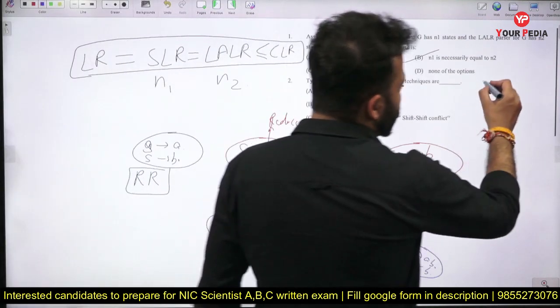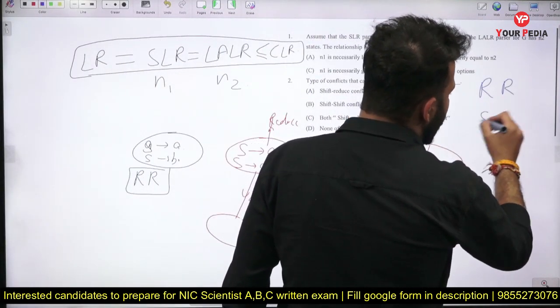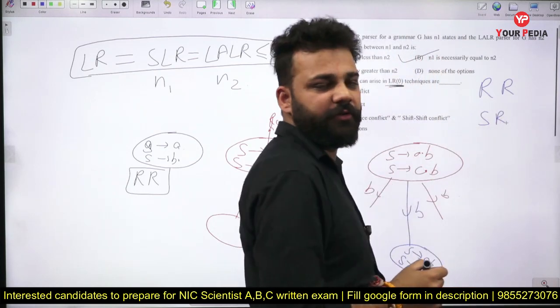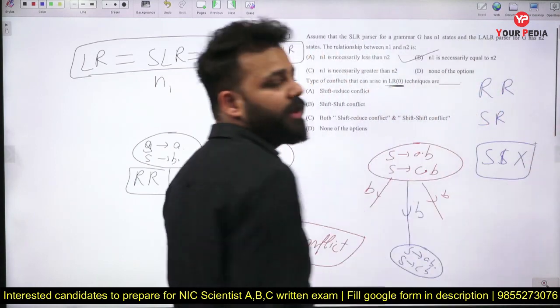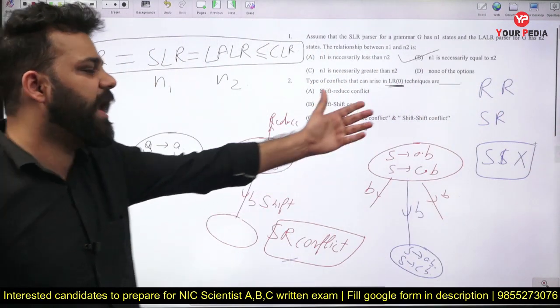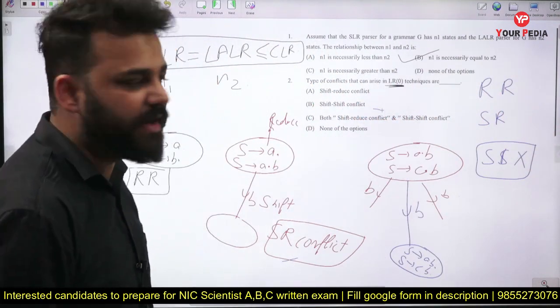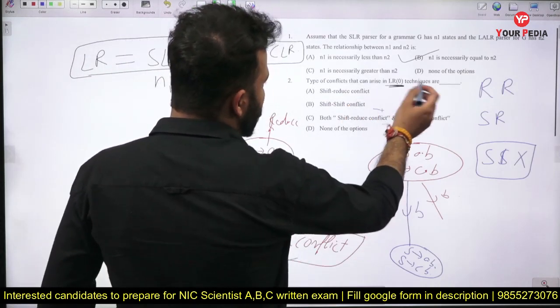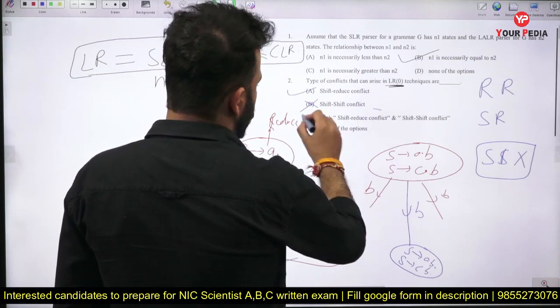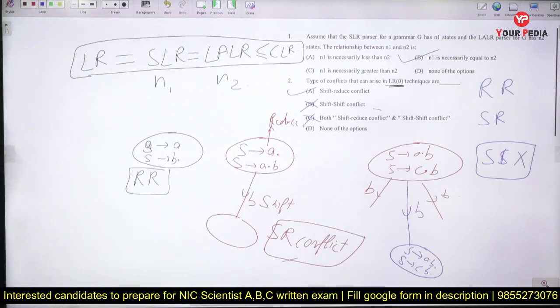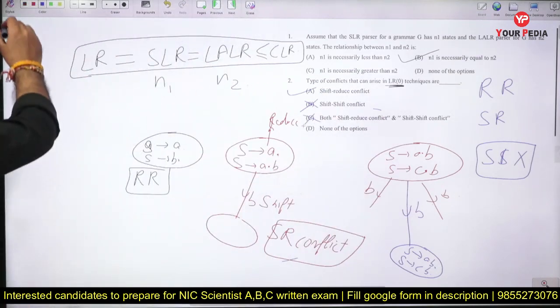So there are two types of conflicts, RR conflict and shift reduce conflict, which is also called SR conflict. There is no possibility for SS. This is not possible in LR0, or you can say any bottom up parser. SS conflict is not possible. So it is saying techniques are shift reduce conflict, yes, shift conflict, no, both shift, no. So the correct option will be option A. Now let's move on to the next question.